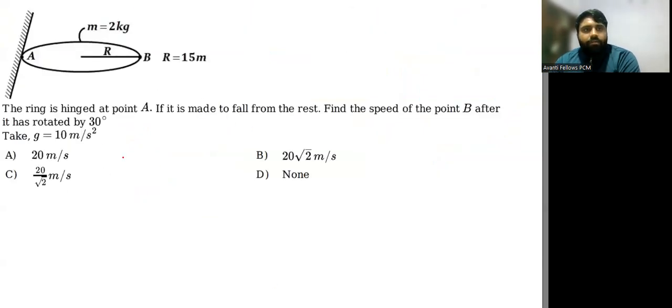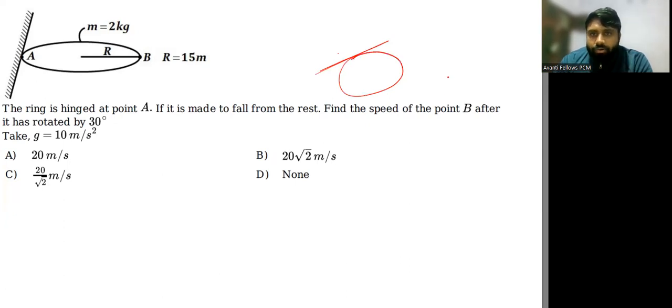Now, the ring is hinged at a point A, and if it is made to fall from rest, then find the speed of the point B after it has rotated by an angle 30 degree. Okay. So this ring is hinged by this support, and this wall is like this, and the ring is hinged like this. So the ring can rotate about this axis.